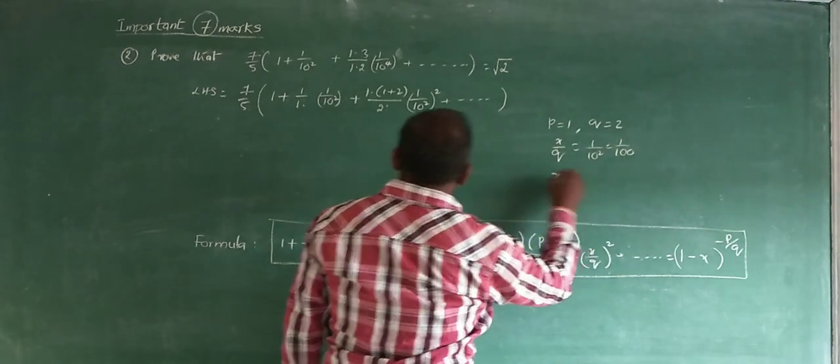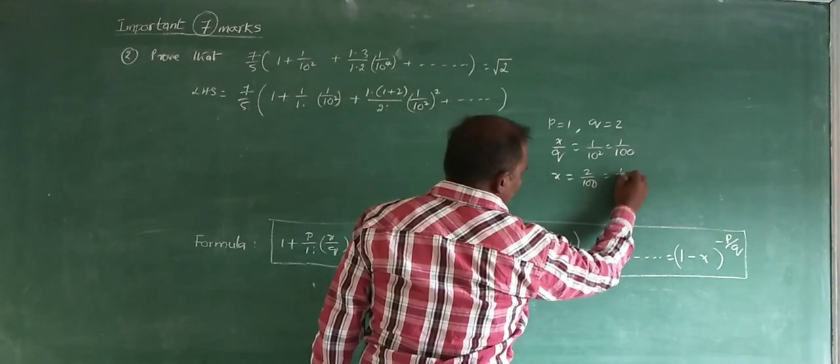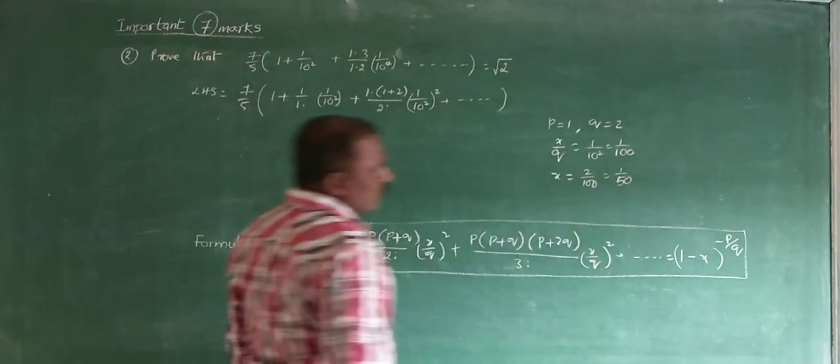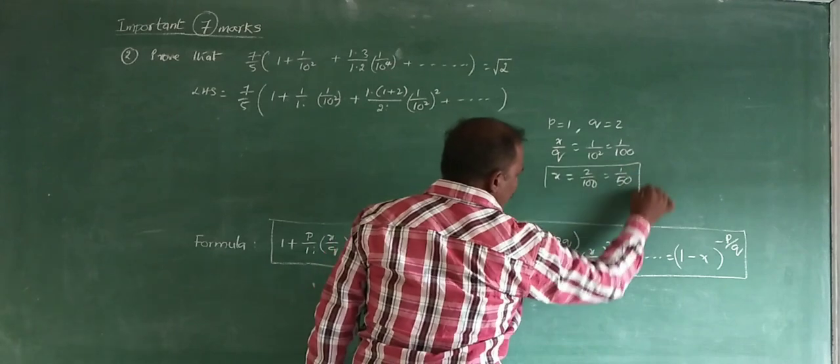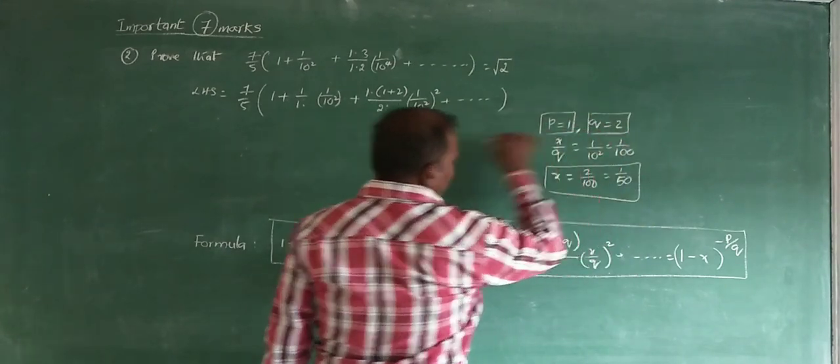What is the value of x? x is nothing but 2 by 100, that is 1 by 50. So this is the value of x, this is the value of q, and this is the value of p.